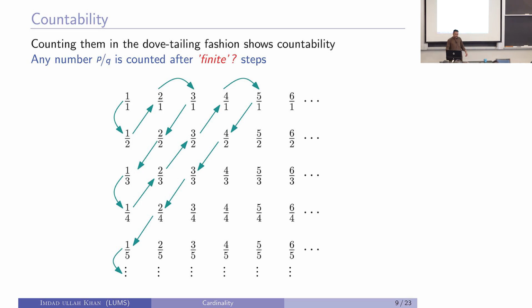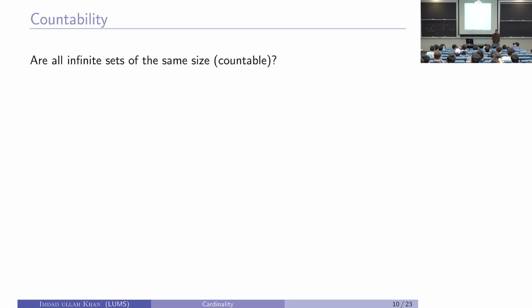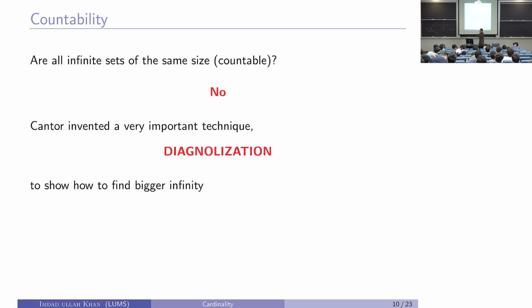So, this gives us the idea that all the infinite sets we have seen are actually countable. They have the same cardinality as N. Is it true that all infinite sets are countable, or that they all have the same cardinality? This is called Cantor's second great theorem, which says that no, not all infinities are the same, not all infinite sets have the same cardinality.